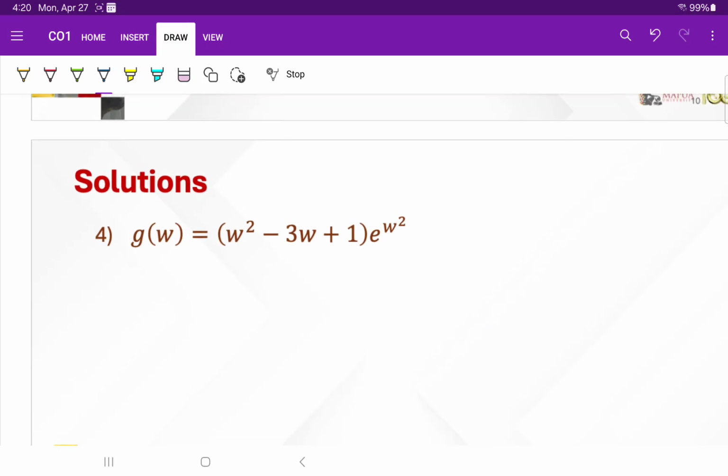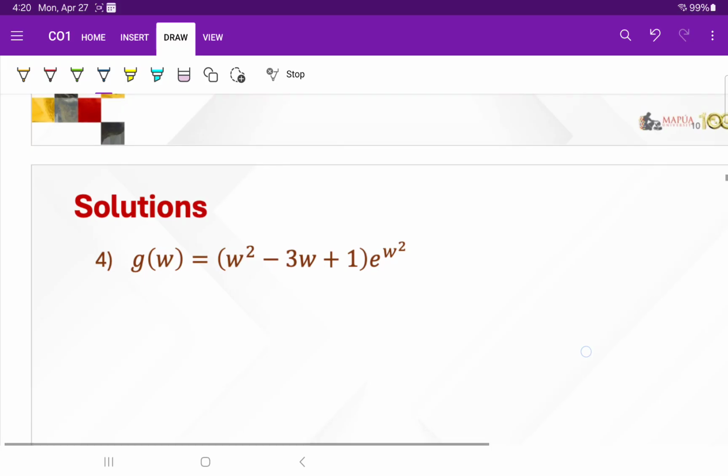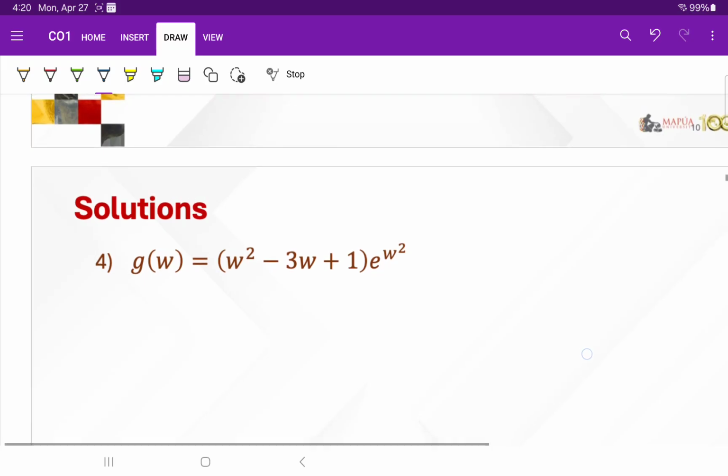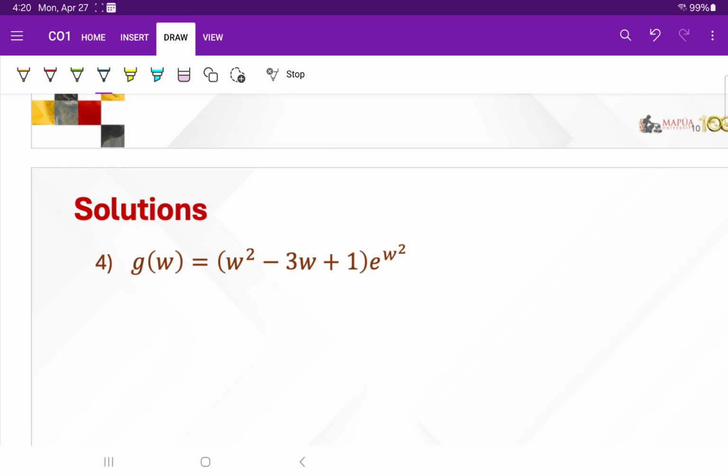Okay, let's go over this one. We're given g of w is w squared minus 3w plus 1 times e to the w squared. So, here, what formula do we use here? What formula do we use? We'll use here derivative of what? You have the product of this and this one.